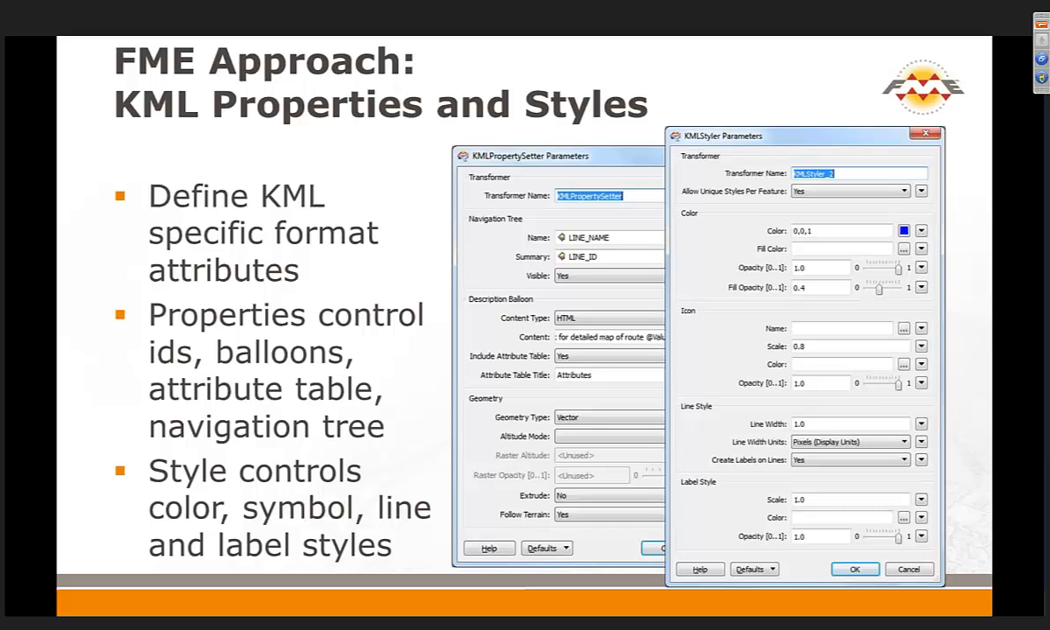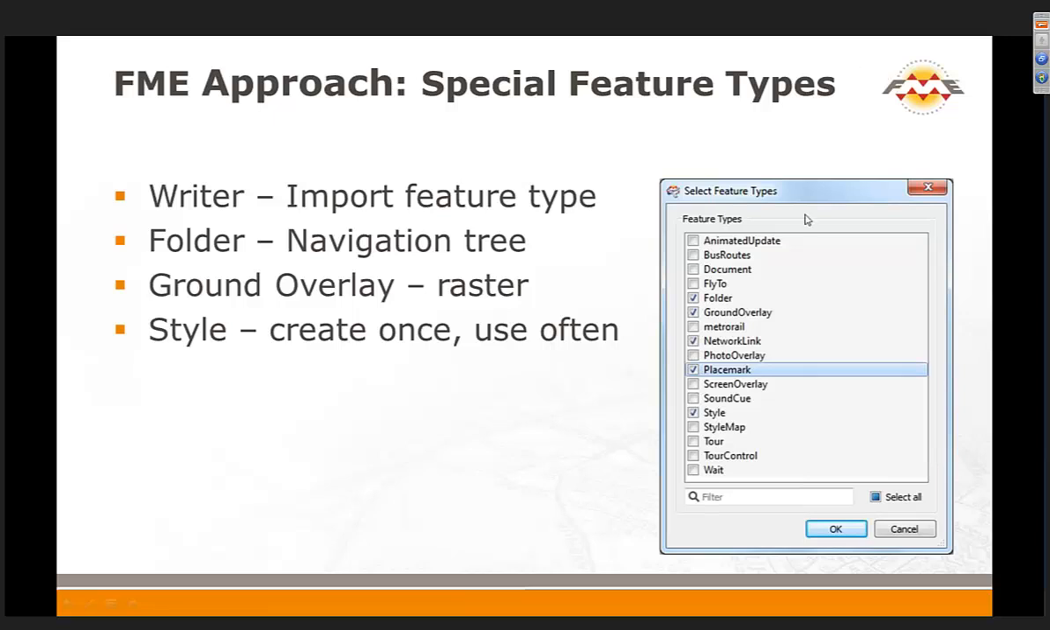Now in the approach, there are also some special feature types that you can set. You can define a style that is available throughout the workspace. Otherwise, you might have to have 10 stylers in your workspace if you keep using the same style. So if it's something you want to create once and use often, then that's a good way to go. And then also things like ground overlay for raster support.